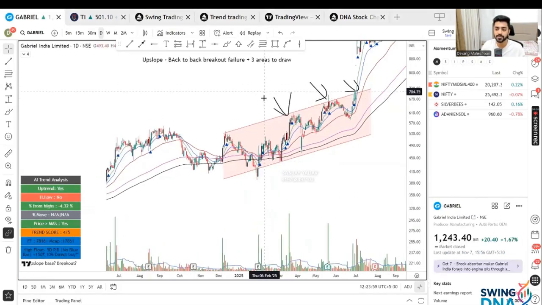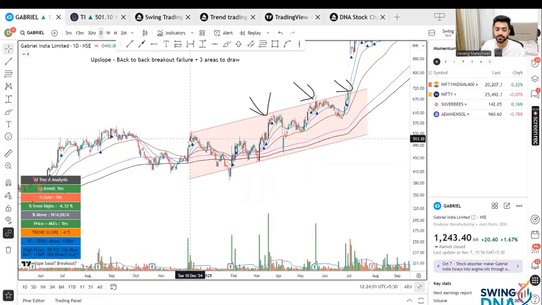Look at this. This is a big sloppy base. It's almost December to June, almost 6 months of sloppy base. How to identify it very clearly? You see breakouts not working. Back-to-back breakouts: one breakout didn't work, then the second did not work. It's telling you that this is not something you're looking at.